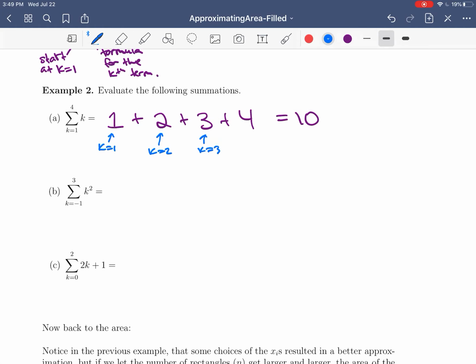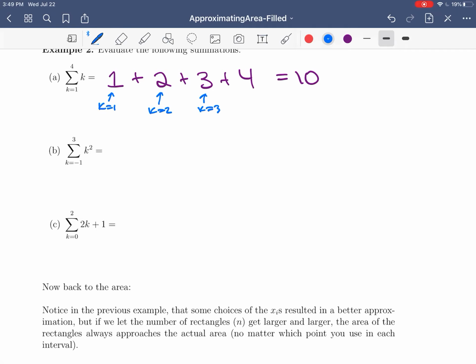Okay, let's use a little bit more complicated formula here. So here I want to sum up squares. I start at k equals -1 and I go to k equals 3. So my first term is going to look like -1 squared. So this is the k equals -1 term.